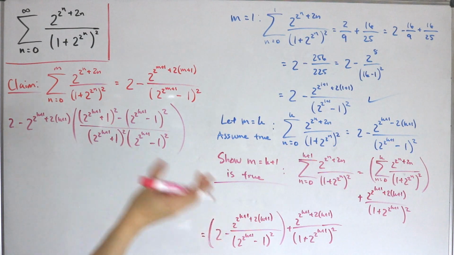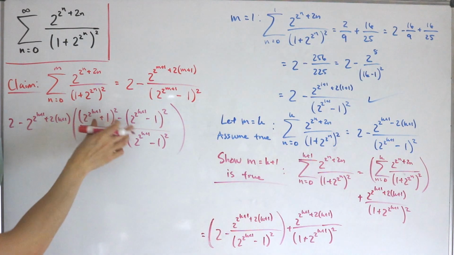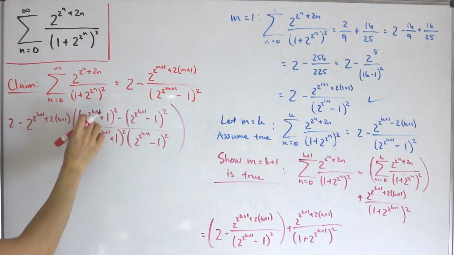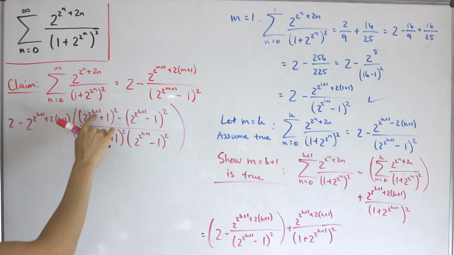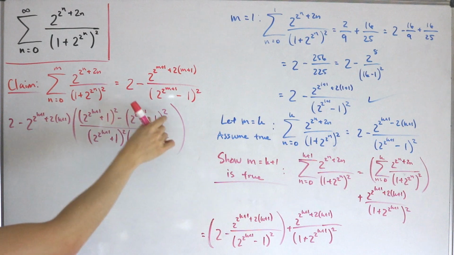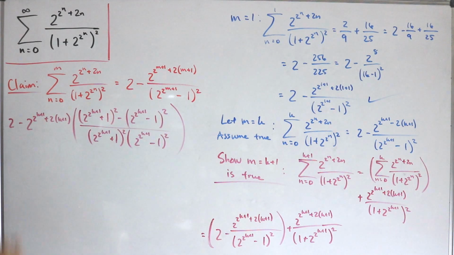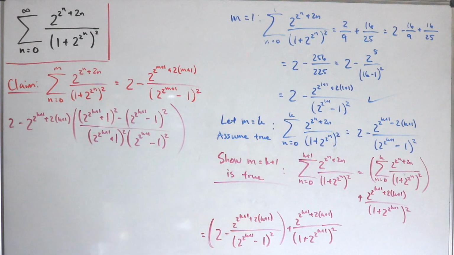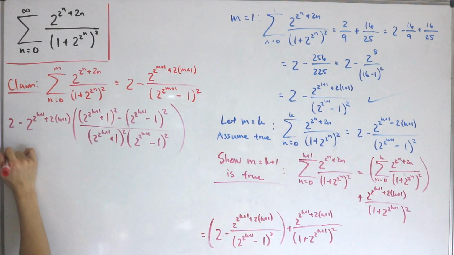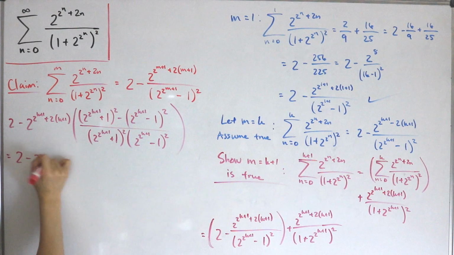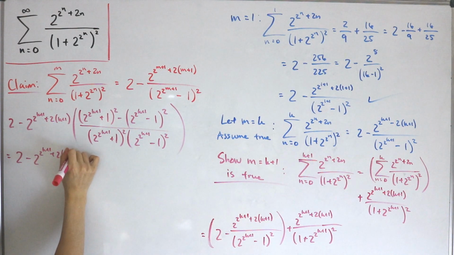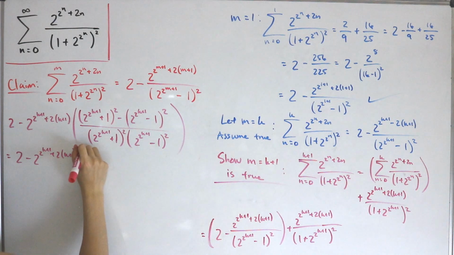This is just skipping the tedious step, but you'll notice the next step we're going to do is expand these terms out. Once you expand the 2 to the power 2 to the power k plus 1 for these quantity squares and do the subtraction, that's going to cancel out. Same thing over here for the plus 1 and the minus 1, that's going to cancel. The only thing we're left with now is 2 minus 2 to the power 2 to the k plus 1, plus 2 times k plus 1. Okay, so here's what we have.